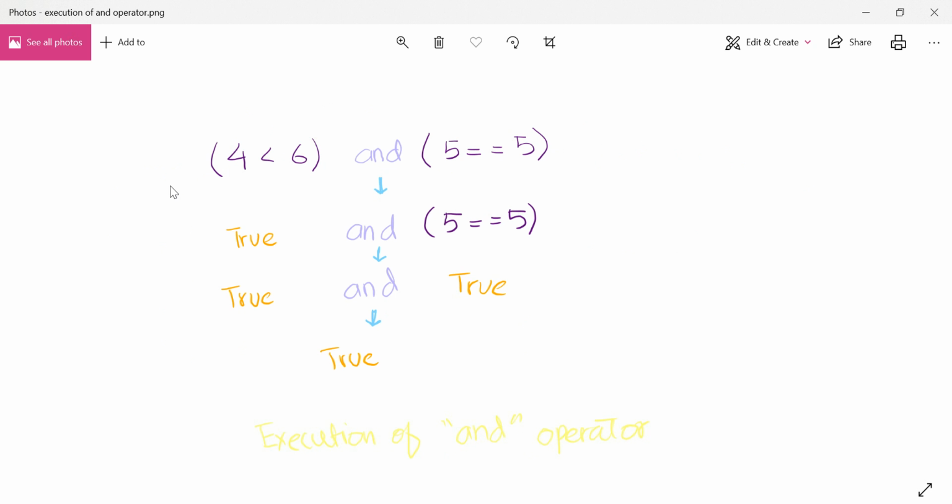It would start from the left hand side, it would evaluate this expression, and we know that whenever we use comparison operators in between, it would either give us true or false. So this expression has given us the value of true. We have the AND operator in between, so it is necessary for us to check the second statement as well in order to decide whether the whole statement is true or not. So when we came to the second statement, it's true as well, so true and true is going to be true.